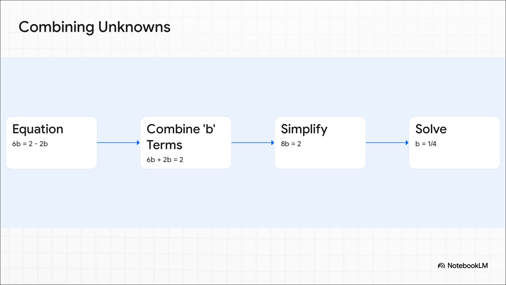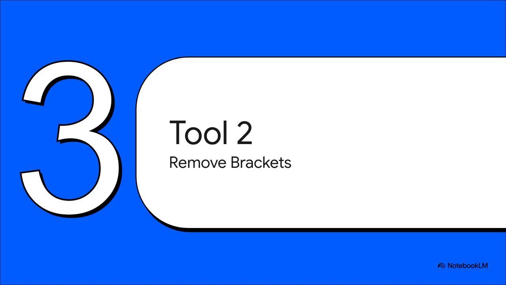Here we've got b's on both sides. So the key move, the magic step, is to add 2b to each side. See how that cancels it out on the right? And it gathers all the b terms over on the left. Once you do that, it becomes 8b equals 2, and from there, it's a super simple path to the solution, which is 1/4.